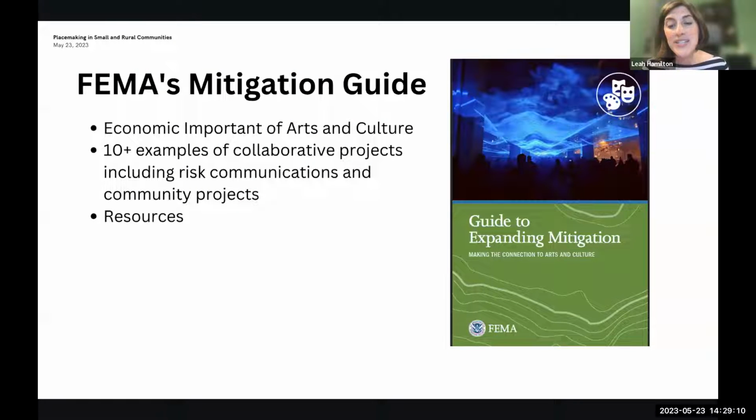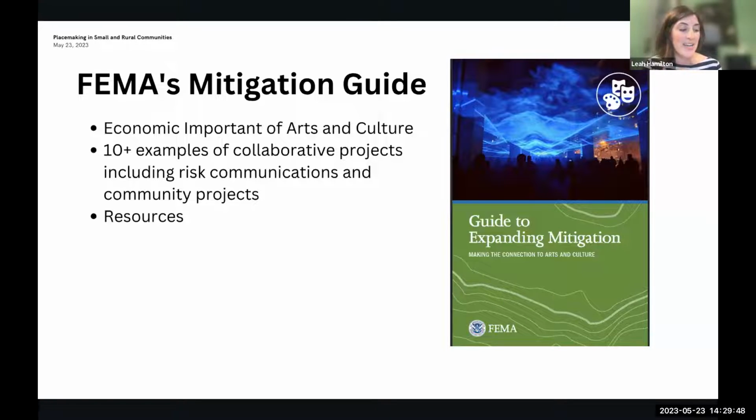So I wanted to direct your attention to a guide that came out in 2020 through FEMA called Connecting Mitigation and Arts and Culture. Not only does it give great examples of collaborative projects regarding risk communications for disaster preparedness, mitigation, and also recovery projects, but it highlights just how important the arts and culture sector is to rural communities, small cities.